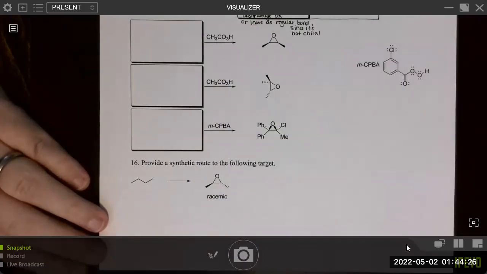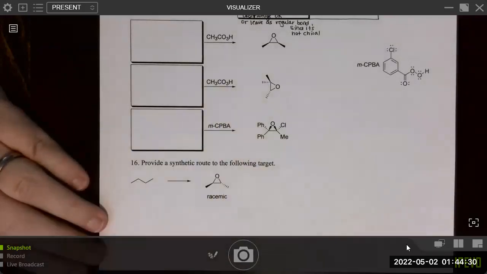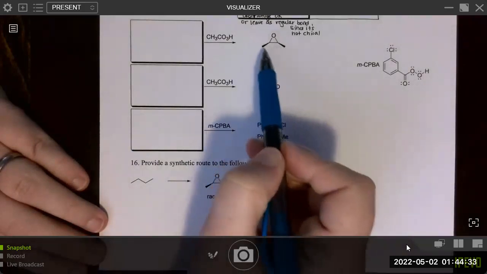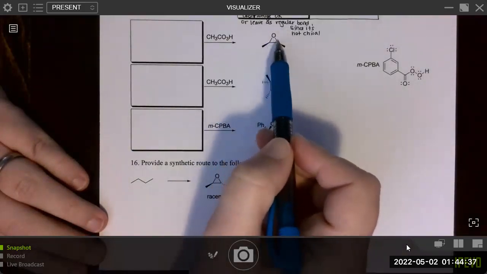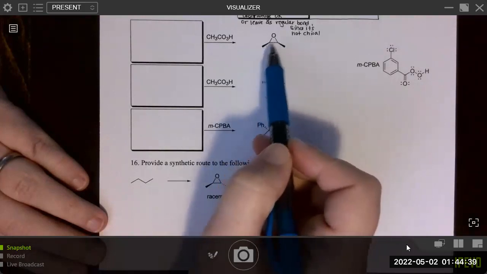Okay, so we just want to recognize these as basically meaning the same thing. So remember that this is a syn addition product, right? And so these groups will not have undergone rotation.